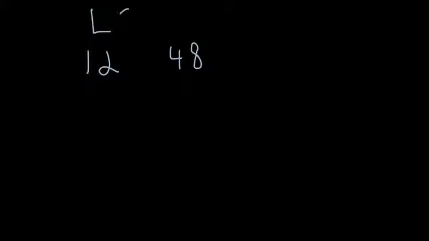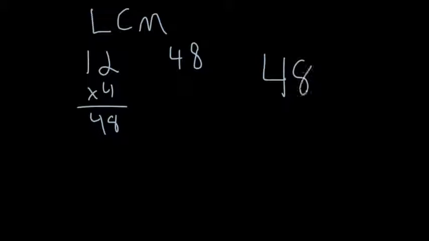Alright, next we have to find the least common multiple for 12 and 48. And here's what I want you to do. Before you start factoring and doing all that work, first ask yourself, will 12 go into 48 evenly? If the answer is yes, then you already know what your least common multiple is. So 12 times 4 is 48. You can just prove that real quick. 4 times 2 is 8, 4 times 1 is 4. So my least common multiple here is 48.